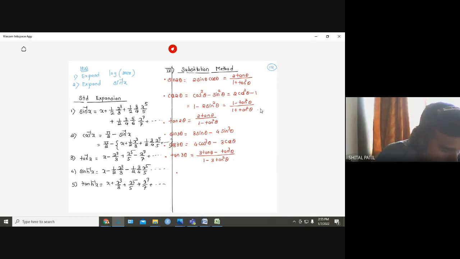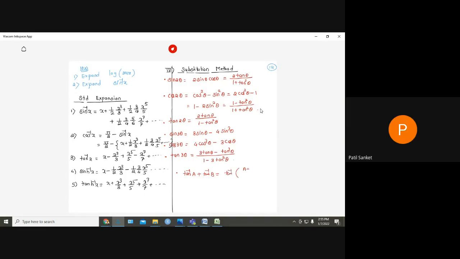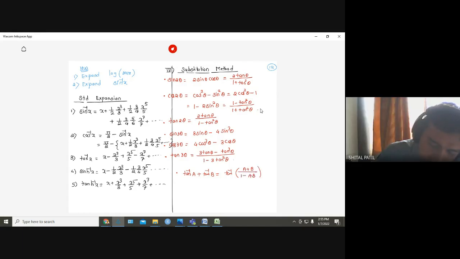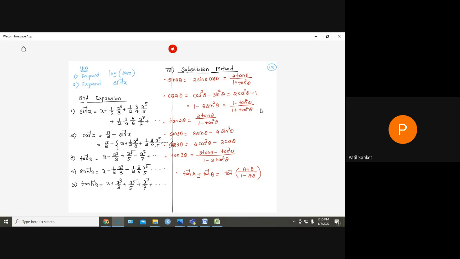So write tan inverse A plus tan inverse B. That is tan inverse of (A plus B) upon (1 minus AB). If it is minus here, then it is minus here, and if it is plus here, then it is plus here.